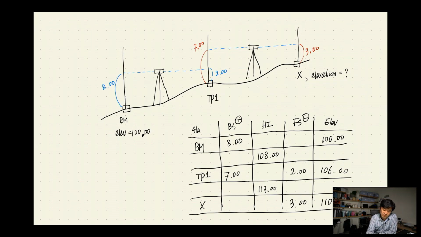So that's how we calculate, right? We started from the known elevation. We have 8, which we need to add to get the height of instrument. Then we have a foresight. We need to subtract this one from the height of instrument, which will give us 106. The second is the same. We need to add the backsight to get the height of instrument, then subtract the foresight of 3 to give us 110.